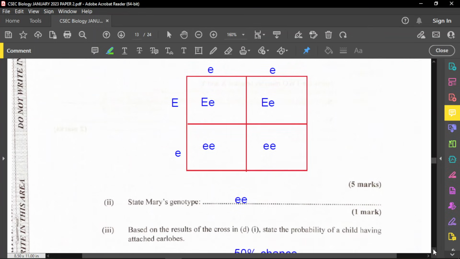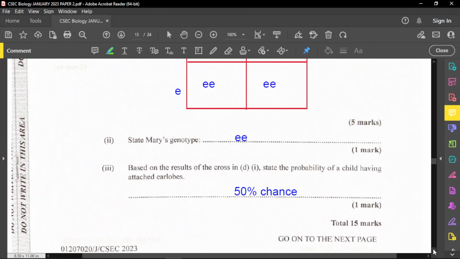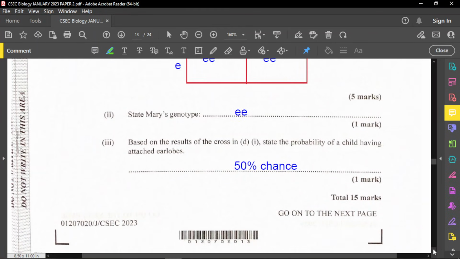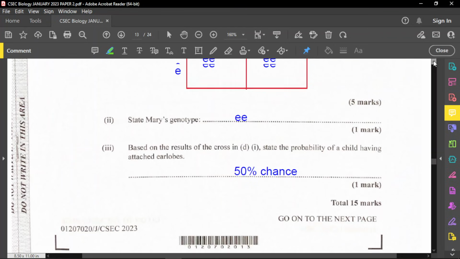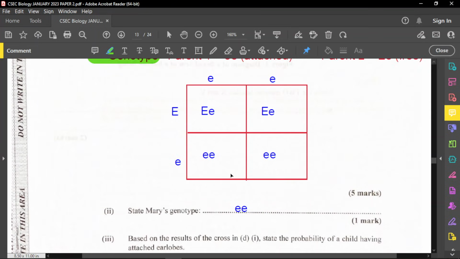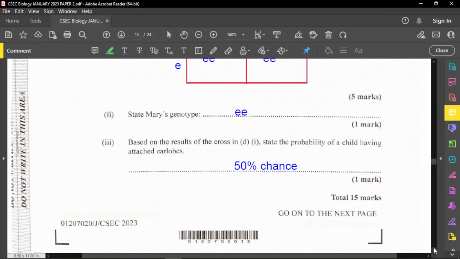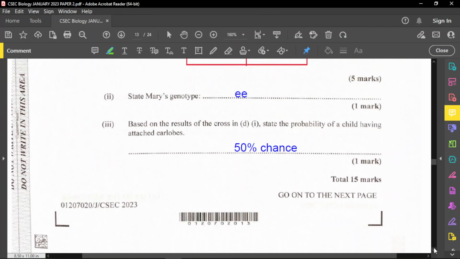And so part 2 is to state Mary's genotype, and Mary's genotype, since she's attached, must be 2 lowercase e's. All right, and part 3 is, based on the results of the cross in D1, state the probability of a child having attached earlobes. And so based on the chart, you notice that 2 out of 4 will be attached. The 2 at the bottom will be attached. So there's a 50% chance of having attached earlobes. So Mary was a part of that probability.